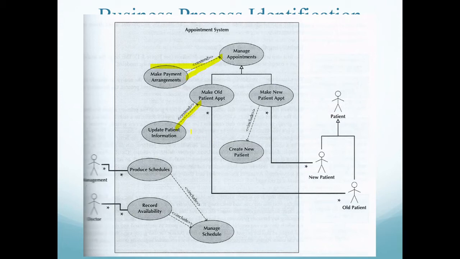In that situation, we can use this extend relationship. So this is a kind of submodule, and this submodule extends the other. Look at the direction of this arrow. It extends this module. So when making an old patient appointment, updating patient information can happen or cannot happen. That is the relationship of extend. The same thing applies to these two use cases.